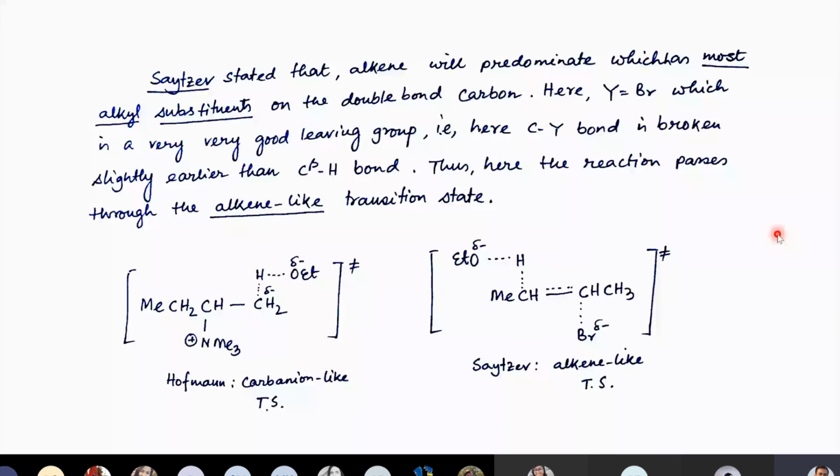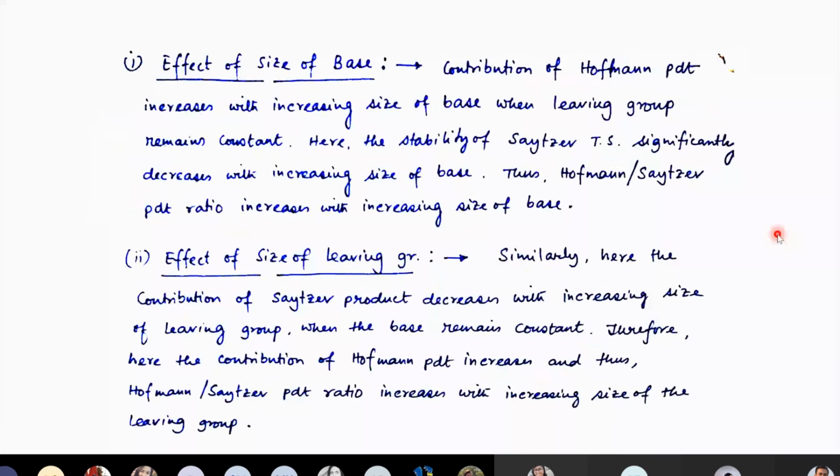Now there are several factors that affect the ratio of product formation between Hofmann versus Saytzeff.